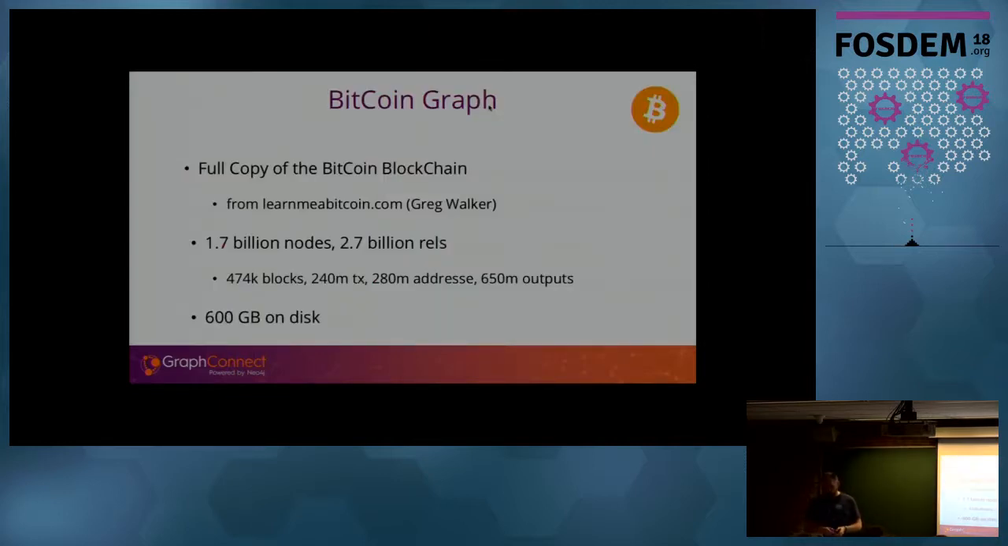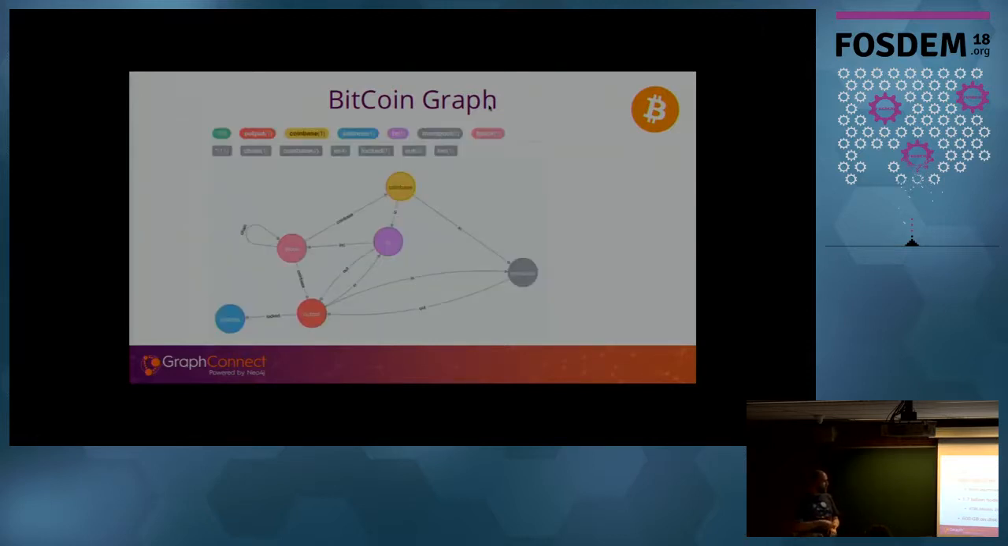We also did some Bitcoin analysis. Not as much as Jiri, but I got some cool inspirations from this talk, so I will definitely do some more. So Greg Walker is someone who runs a Neo4j graph on a site called Learn Me a Bitcoin, and he continuously imports all the Bitcoin transactions that come along into the Neo4j graph. So currently, this graph has 1.7 billion nodes and 2.7 billion relationships. It's 240 million transactions, 280 million addresses, and 650 million outputs, 600 gigabytes on disk right now.